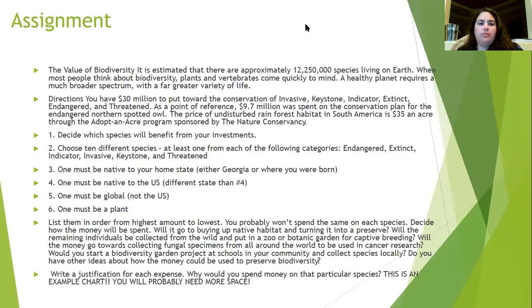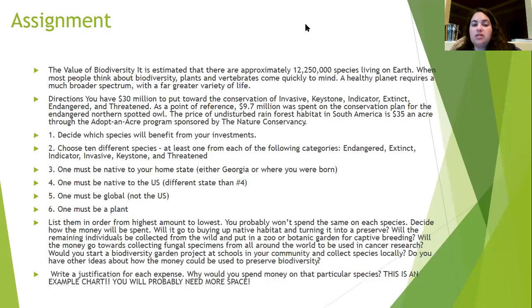All right, so your assignment. Your assignment is to imagine, since we're measuring the value of biodiversity, that $30 million will be put towards the conservation of invasive, keystone, indicator, extinct, endangered and threatened species. I want you to allocate those $30 million to certain species. So decide which species will benefit from your investments.